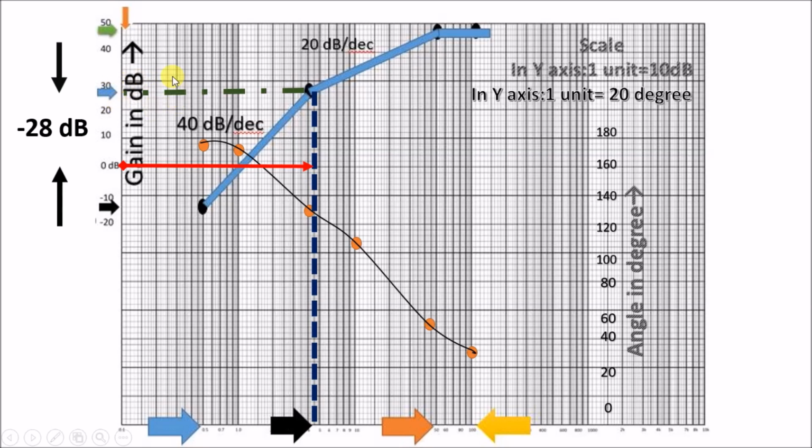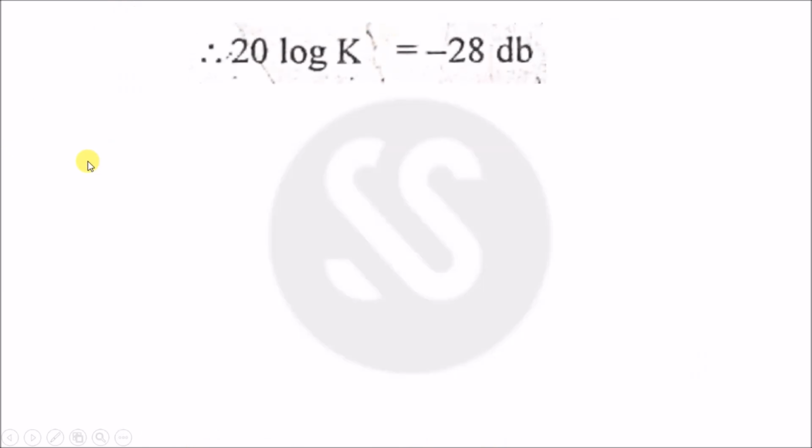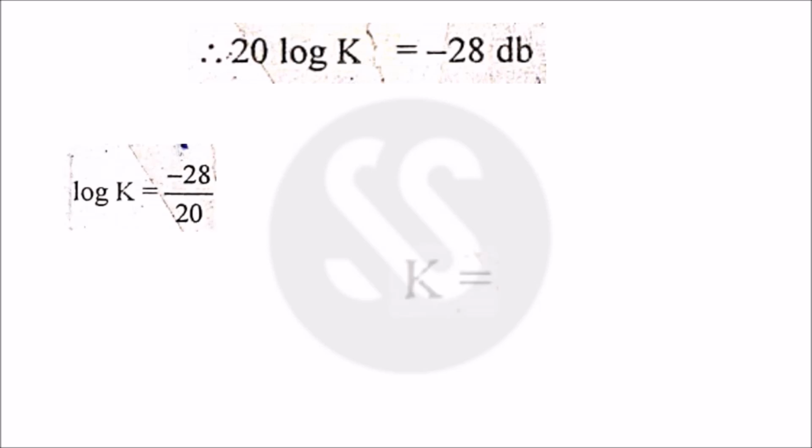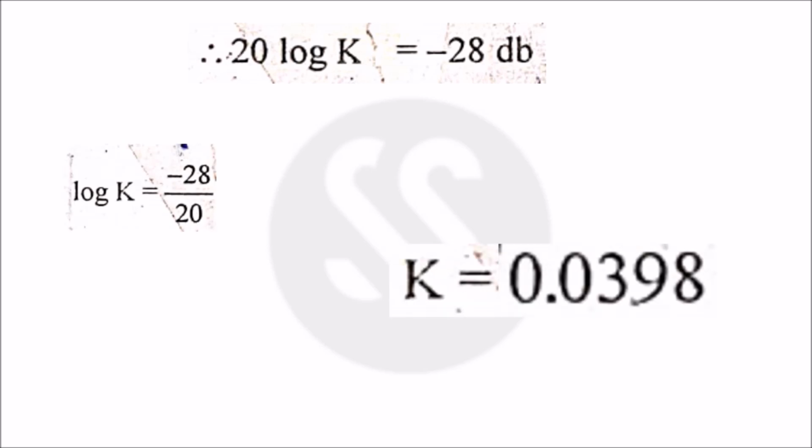So whatever the value is, we do something with it so that we reach 0 dB, that is equal to 20 log k. Okay, so this value becomes 20 log k equal to this much, and we have found out the k value.